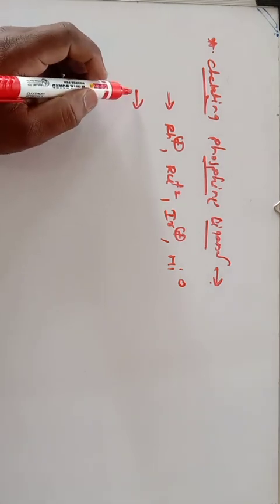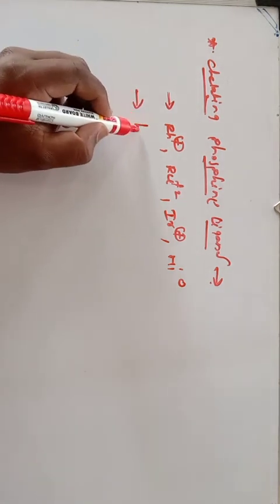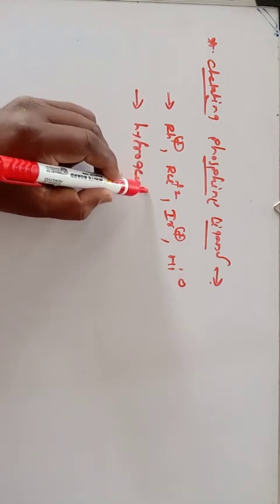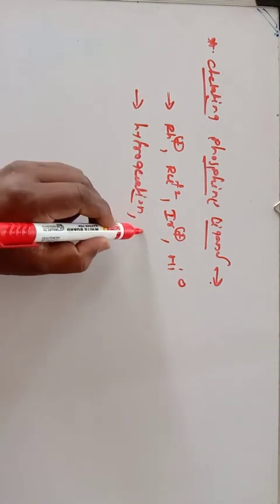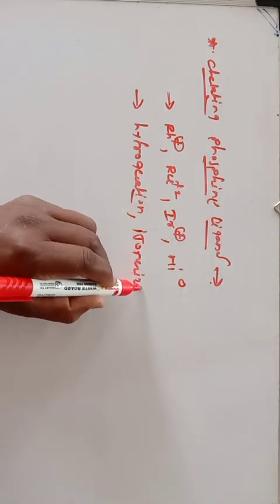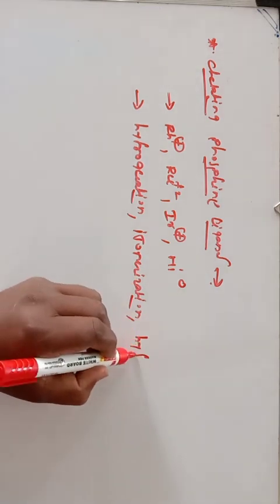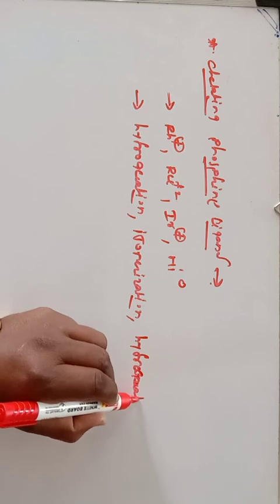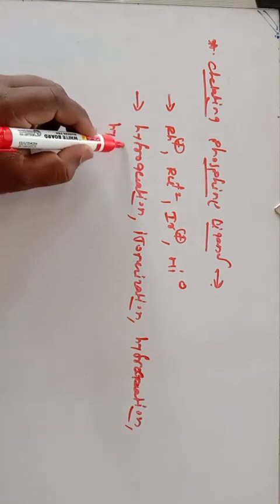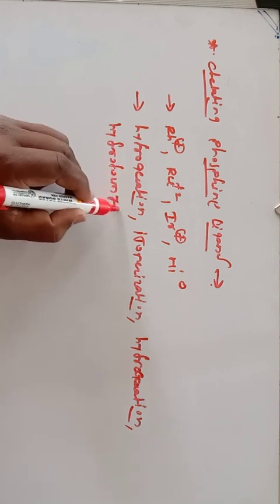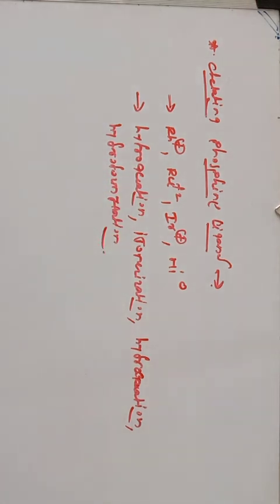Again, they are used in hydrogenation reactions, then isomerization, hydrocyanation, and hydroformylation reactions. So whatever the phosphine ligands, they will interact with these metal ions, and they are used in hydrogenation, isomerization, hydrocyanation, and hydroformylation reactions. So let's discuss an example of this phosphine ligand.